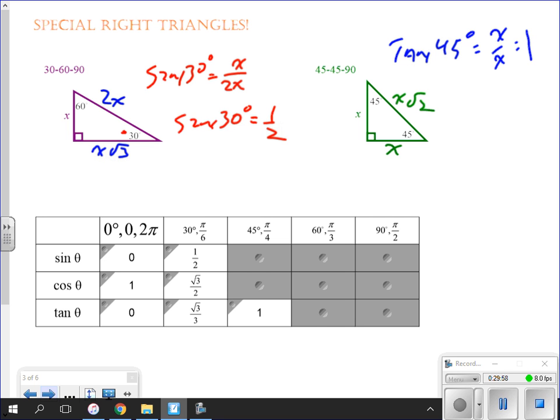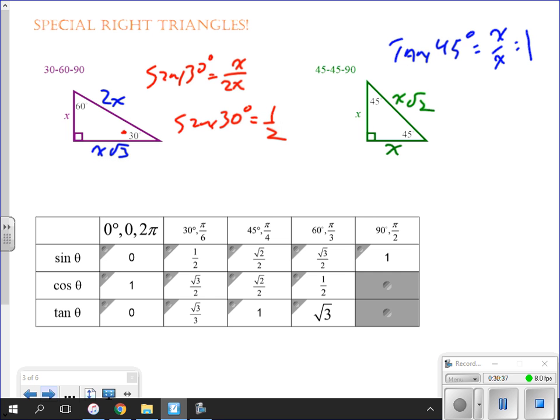For 45 degrees, for pi over 4, the sine is root 2 over 2. Cosine is also root 2 over 2. Sine and cosine are the same for this angle measurement. Pi over 3: the sine is root 3 over 2. Interesting. 1/2 for the cosine, and root 3 for the tangent. We'll talk about these in a little more detail, and we're going to come up with some more of this stuff as we go along. Okay.